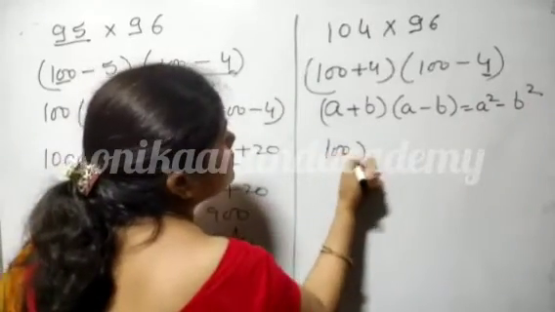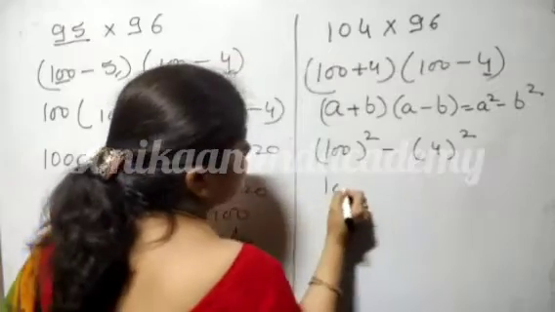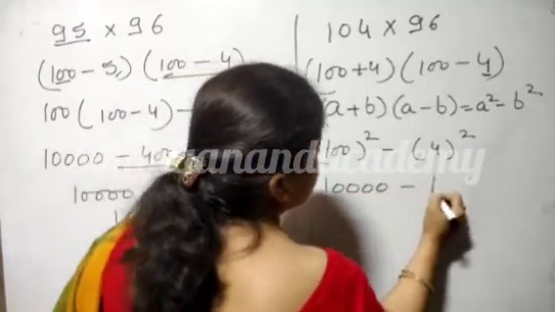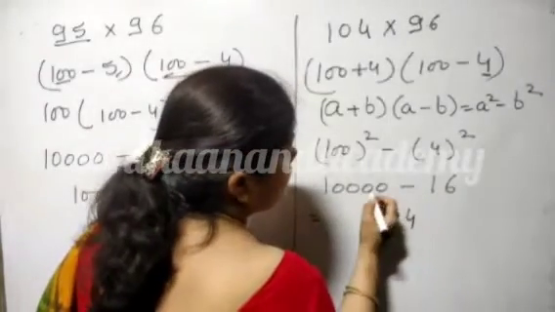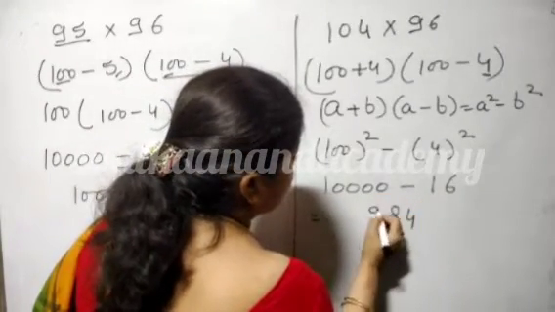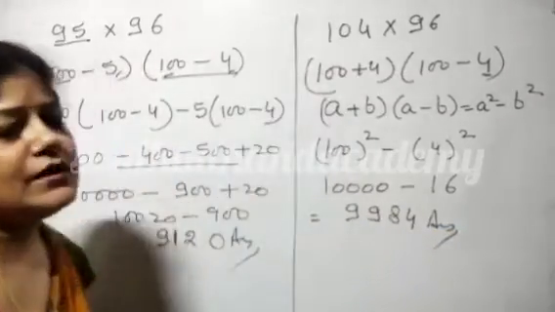So this is 100 square minus 4 square. This is 10000 minus 16. Now when we subtract, we get 10 minus 6 is 4, 9 minus 1 is 8, then 9 and then 9. So this is our proper answer.